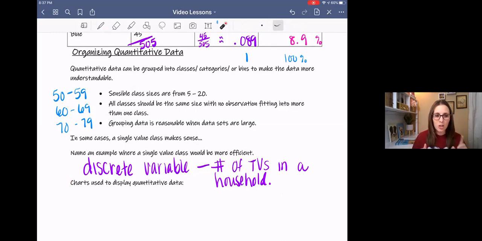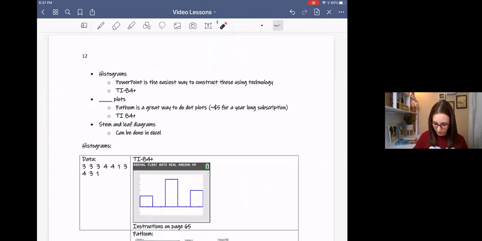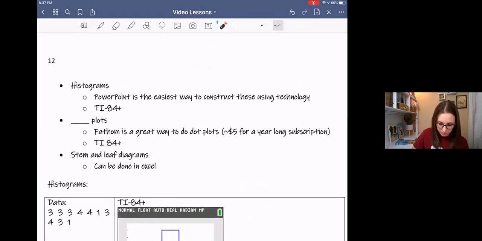So charts used to display quantitative data are histograms, dot plots, and stem and leaf diagrams. A histogram is basically a bar chart, but all the bars are squished together, and they're used for quantitative data. The easiest way I have found to do histograms, these are surprisingly hard to find software to do, is in PowerPoint.